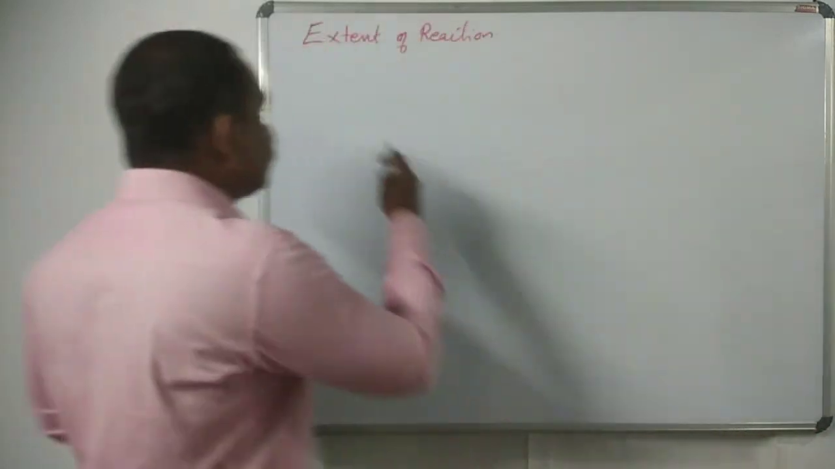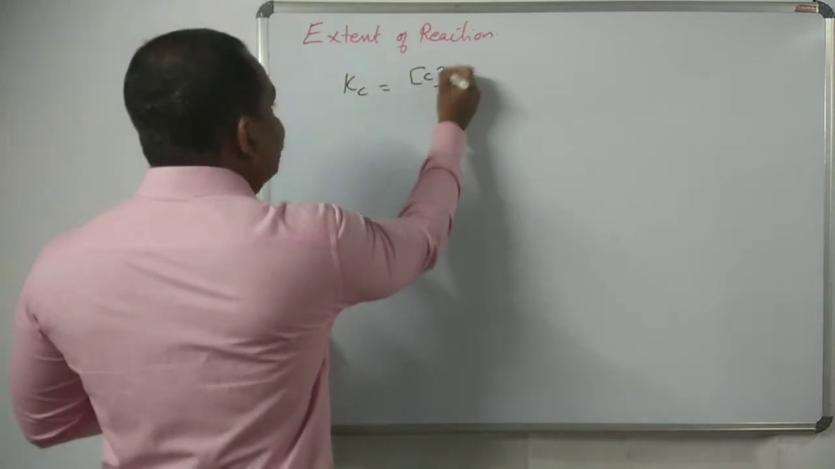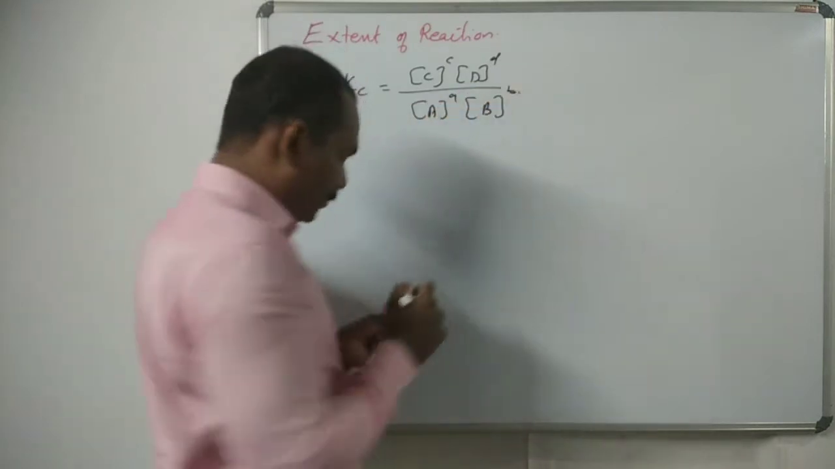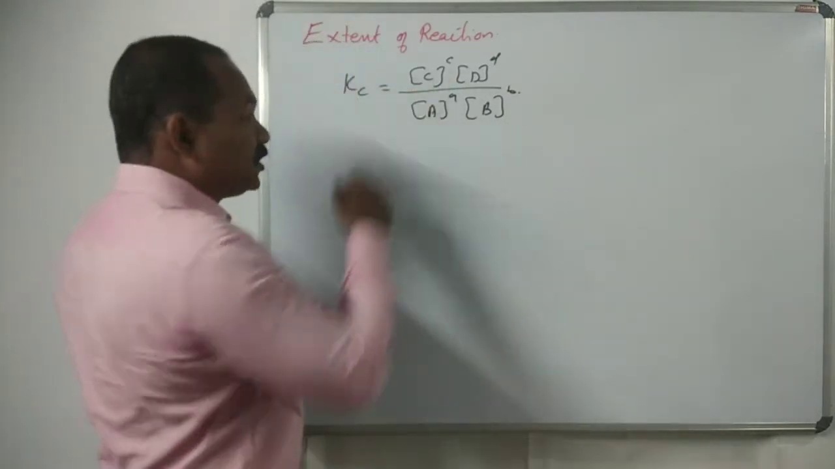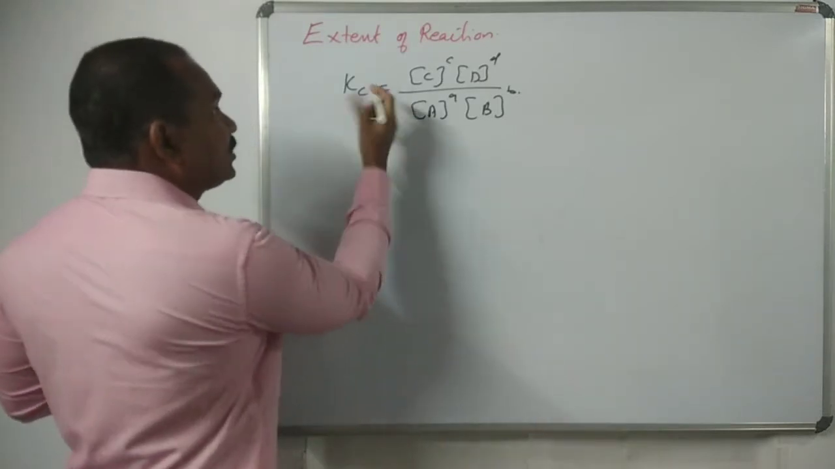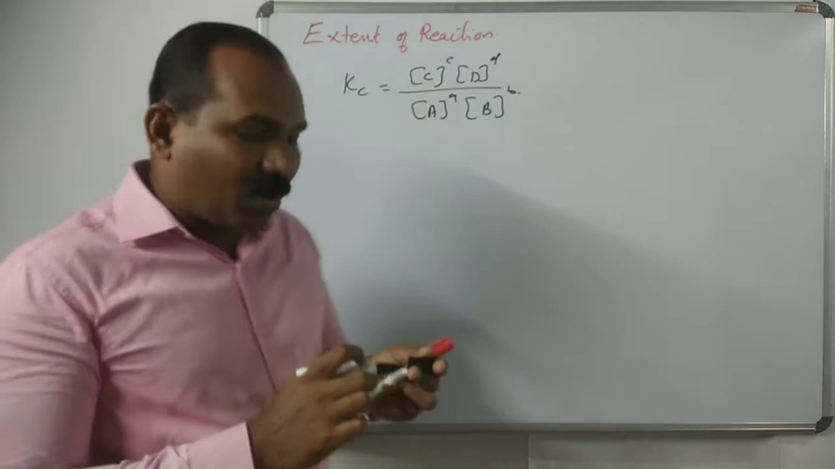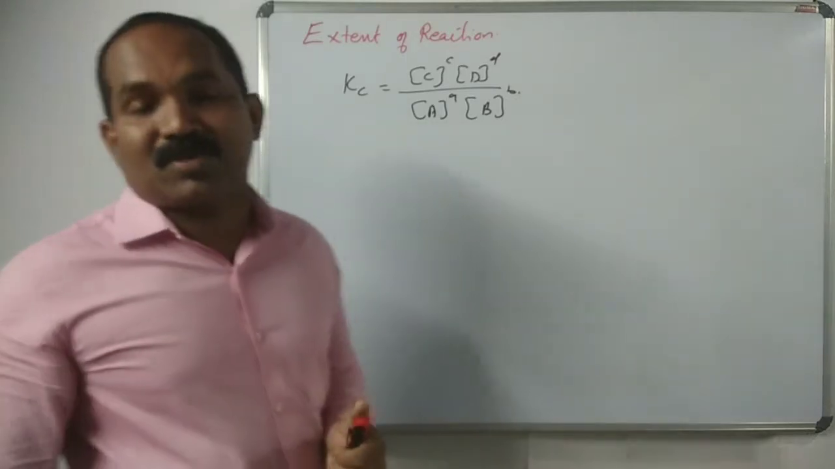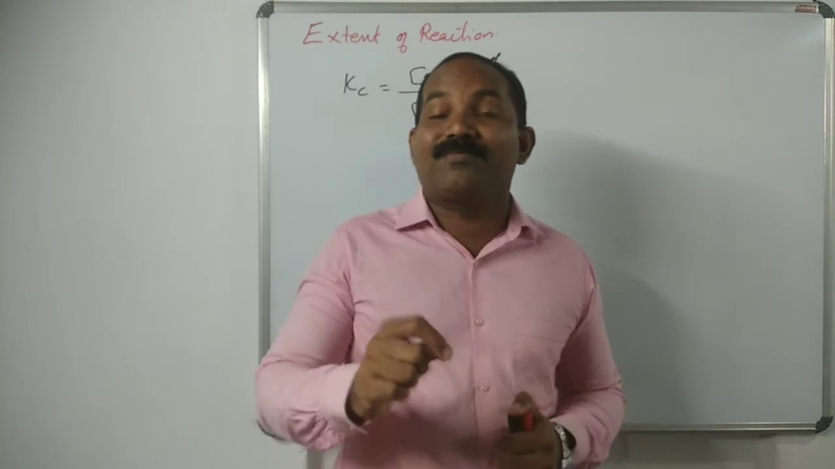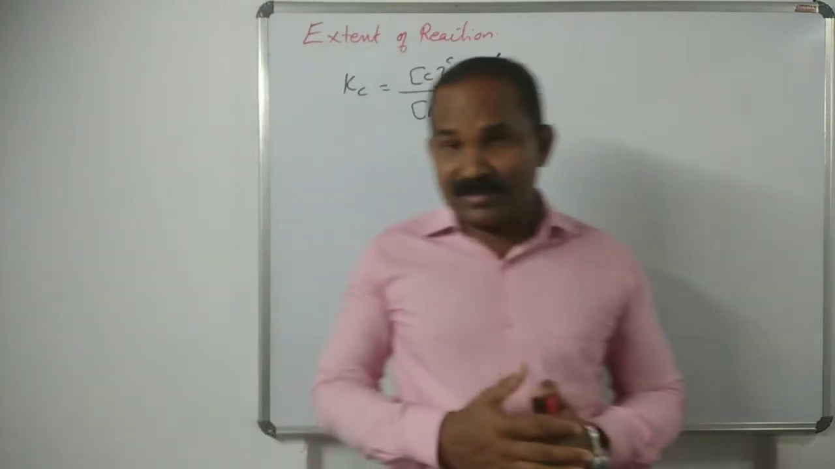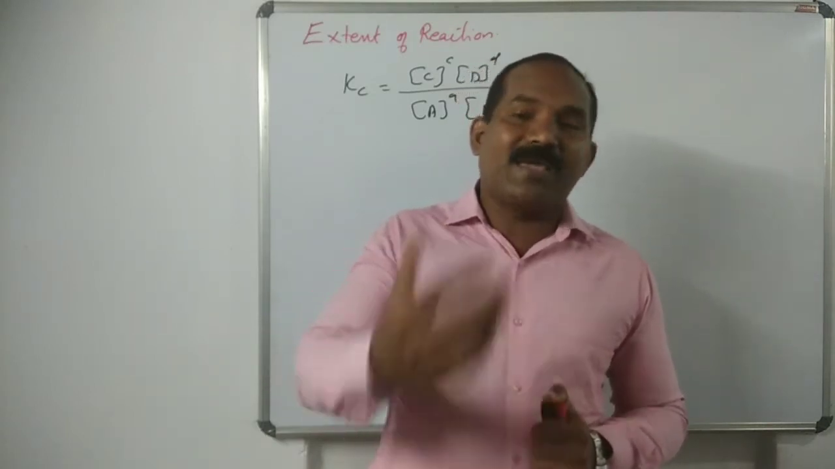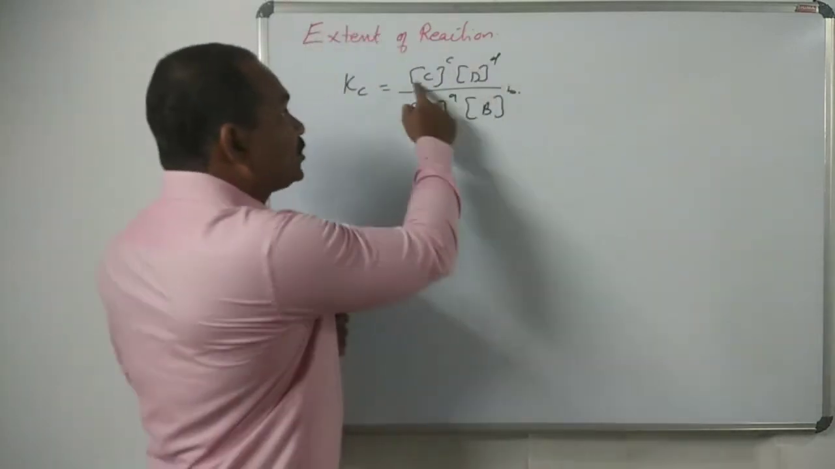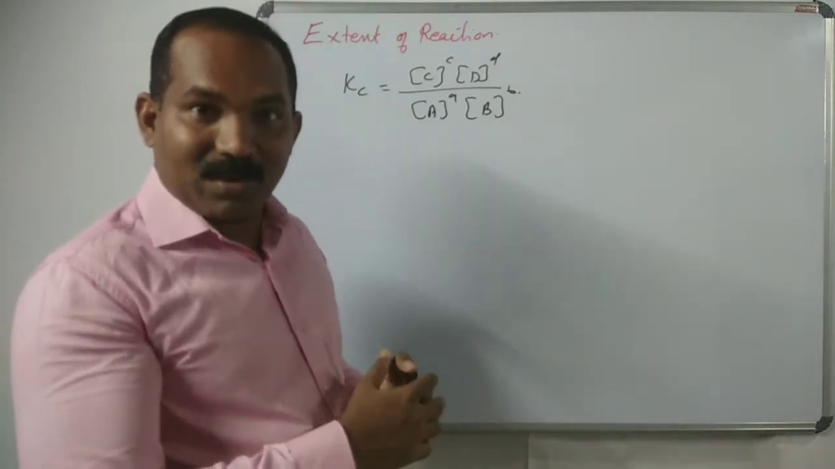As we know, Kc is equal to the concentration of C raised to c, D raised to d, divided by the concentration of A raised to a, B raised to b. K is directly proportional to the product of molar concentrations of products and inversely proportional to the product of molar concentrations of reactants. That means if the K value is very high, it indicates that the concentration of product is more. Are you clear?